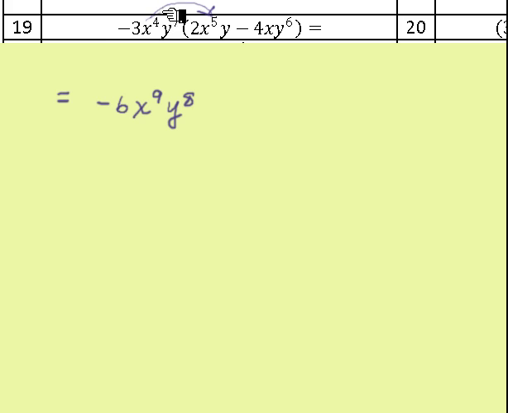All right, now the second multiplication, we have minus 3 times minus 4 is positive 12. Powers of x, and you have x to the 4 plus 1, x to the 5. Multiply the powers of y, and we have y to the 7 plus 6, that's y to the 13.